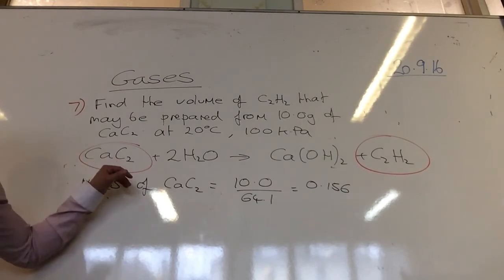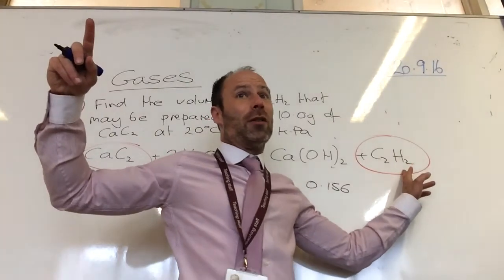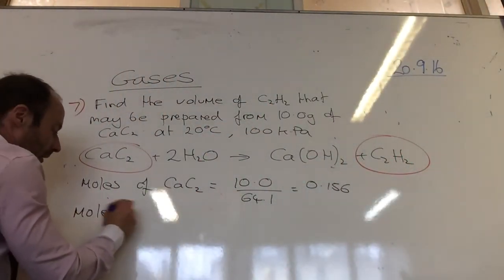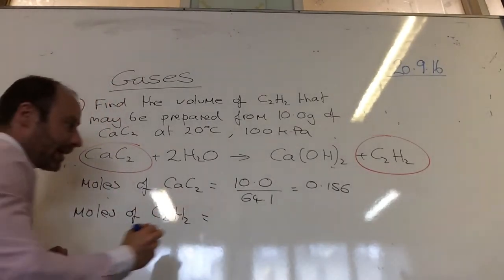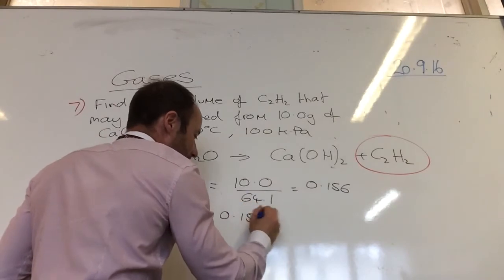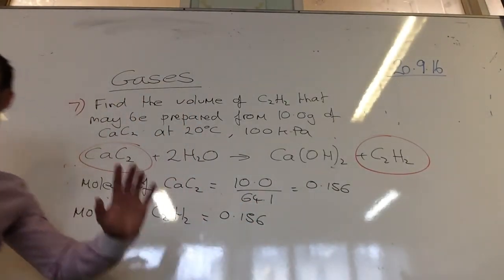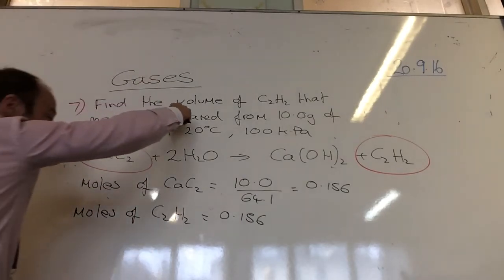I've got that. I then go to my equation. For every one of those, I make one of those. So how many moles of C2H2 must I have? Same, 0.156. At this point, we would normally find a mass, but we're not going to. We're going to find a volume.